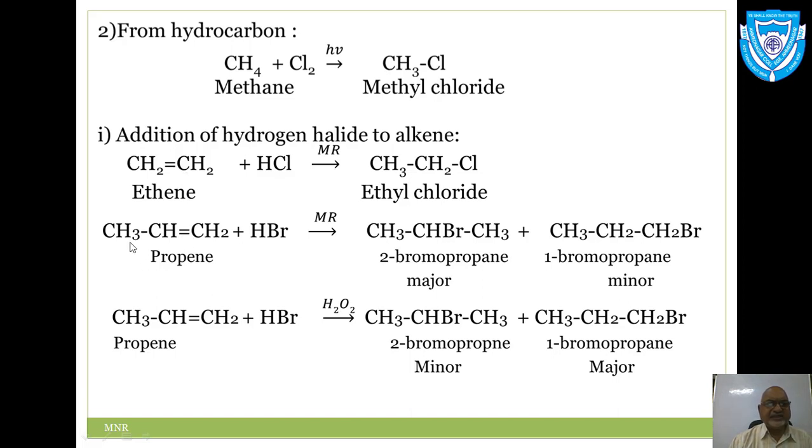The third is CH3, CH double bond CH2. Here it is an unsymmetrical alkene. So here HBr, that is an unsymmetrical reagent, will add to this unsymmetrical alkene, that is propene. So here Br will go to that carbon atom having less number of hydrogen, and that's why we'll get a mixture of products, that is 2-bromopropane. So Br is here, which is a major one, and we'll also get 1-bromopropane, which is a minor one. So here we'll get 80% and here we'll get 20%.